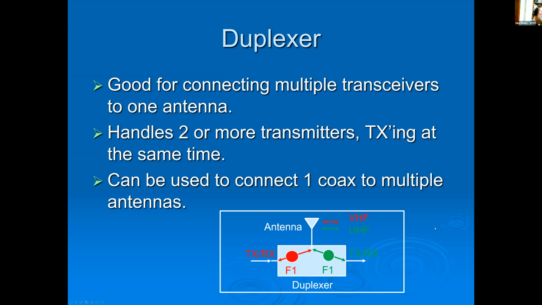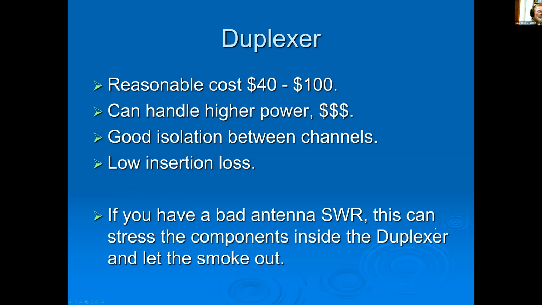So duplexers, reasonable cost is probably between 40 to 100 bucks, can handle a higher power. You just throw more money at it. Good isolation between channels. Has really low insertion loss. That's the cool thing about it. And the other thing you want to remember is that if you have bad SWR out of your antenna, it's going to stress the heck out of your duplexer, and you may end up letting the smoke out of it.